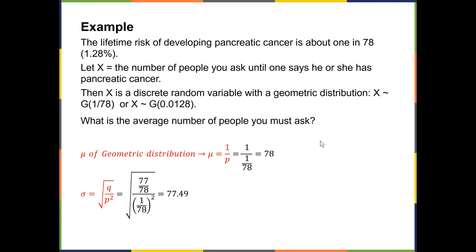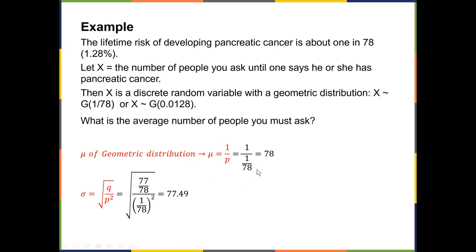Success would be they had the pancreatic cancer. And again, this is success in a statistical sense, not like success as we use in the English language. So a success would be finally you get someone that says, yes, they've had it. So this is a discrete random variable with a geometric distribution. And we would say X is distributed geometric with this probability of success. What is the average number of people you must ask?